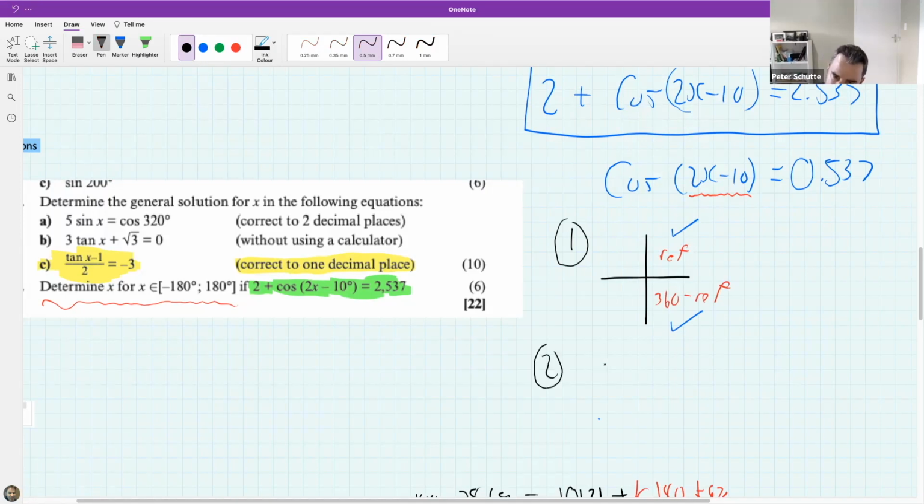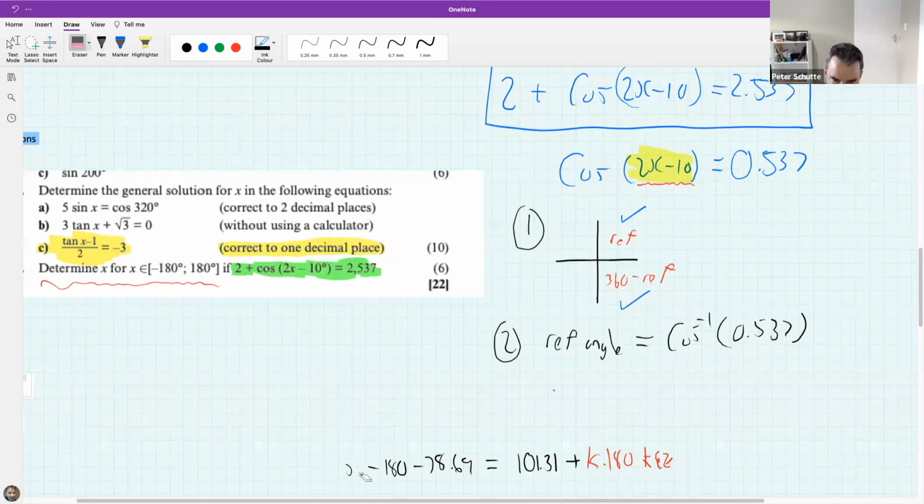Second step is to find the reference angle. Now, the good news is we are just going to ignore the more complicated thing here. Normally, it's just x, but in this case, it's more complicated. Who cares for now? We just go reference angle and we say inverse cos, and what do we get for that? Who can tell me my reference angle?